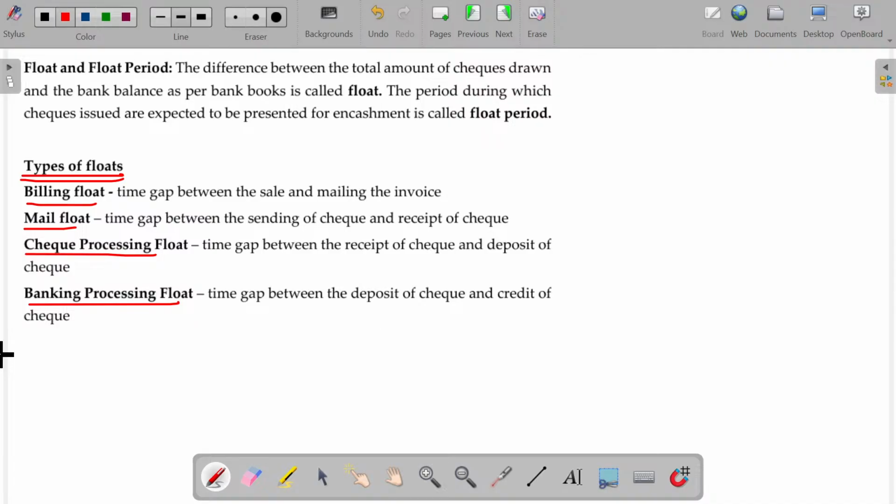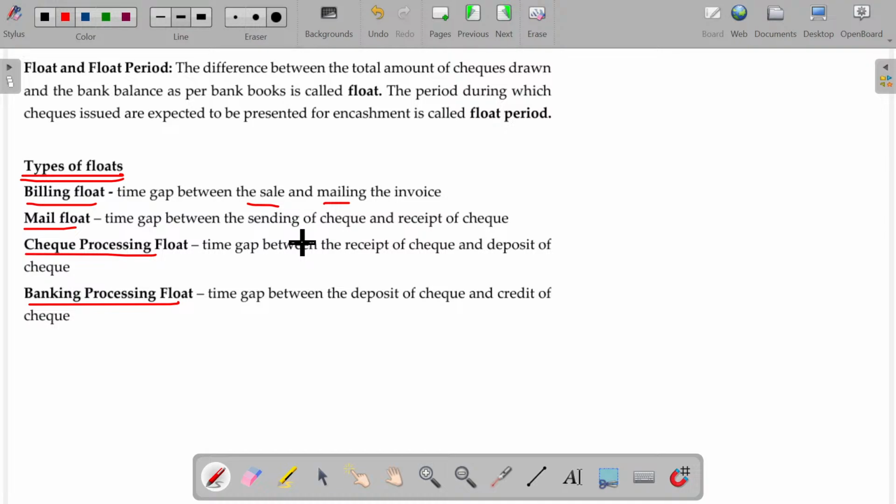So naturally, what happens? The bill submission date may be delayed, so I may enjoy the 3 or 4 days credit period. So the time gap between the actual sale and mailing the invoice, that's called billing float.